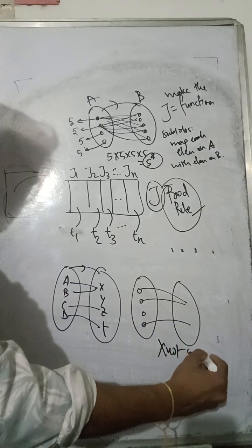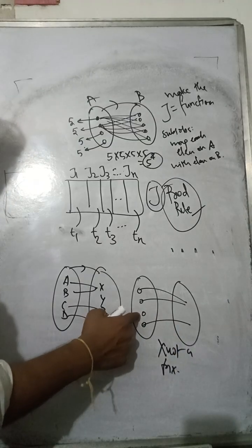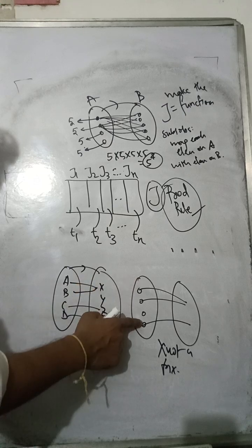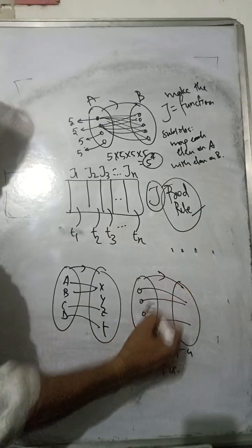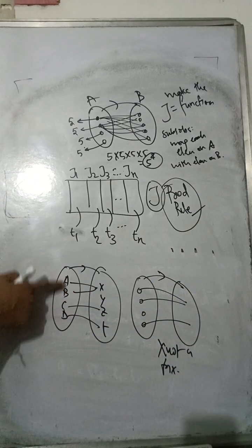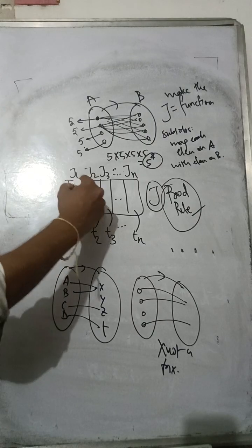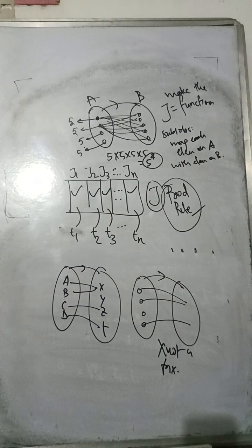Why is this not a function? Because this element right here is not doing any work. Everyone has to do exactly one work. That is the idea of a function. So this is not a function, and this is a function. Every job must be done. What is the product rule telling us? That every subjob must be done. Only then can it be taken into the product rule's case.